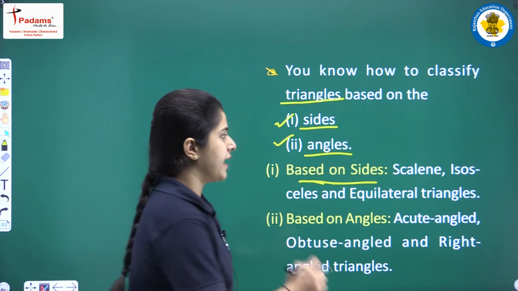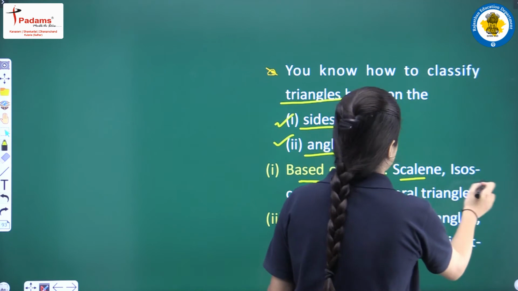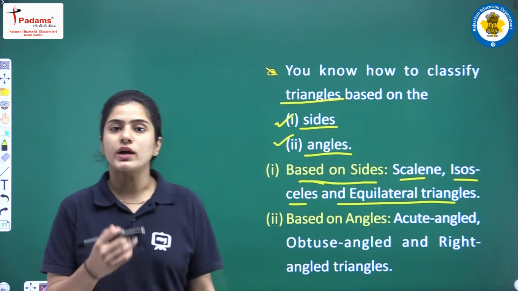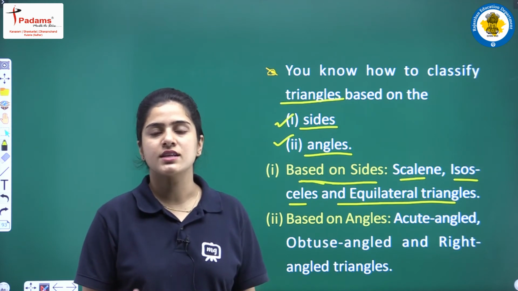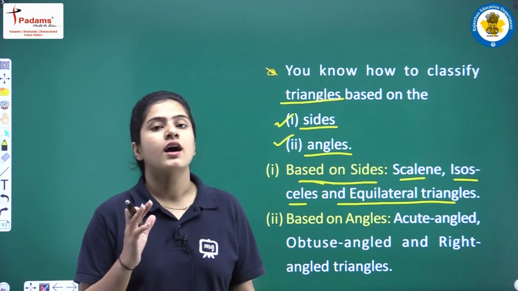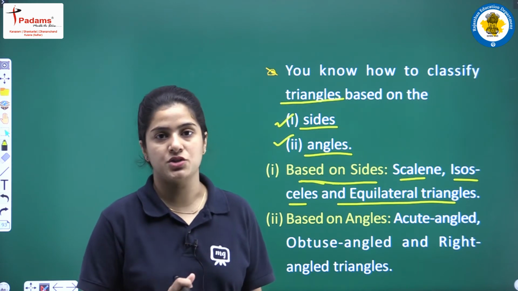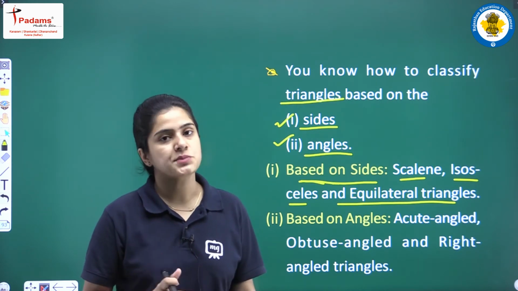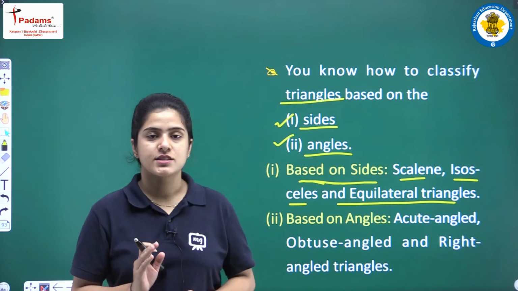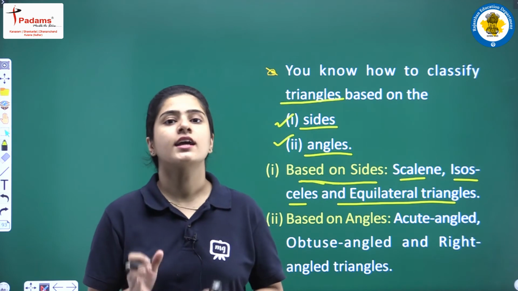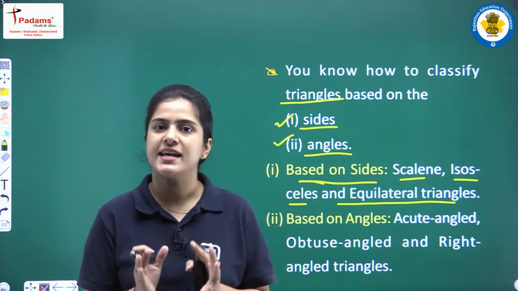Okay students, have a look. Scalene triangle, isosceles triangle, and equilateral triangle. If I'm talking about equilateral triangle, it is very clear from its name. All the sides of the triangle are equal to each other. So that is why it is called equilateral triangle. Students, इसका मतलब ये हुआ कि equilateral triangle के अंदर की सभी sides आपस में equal होती हैं.